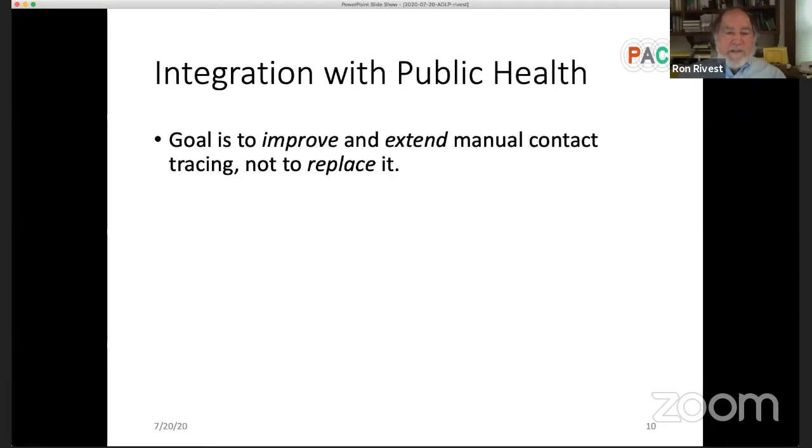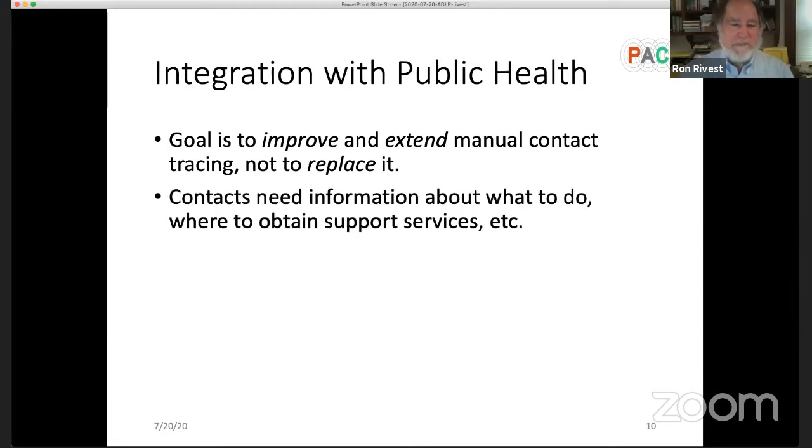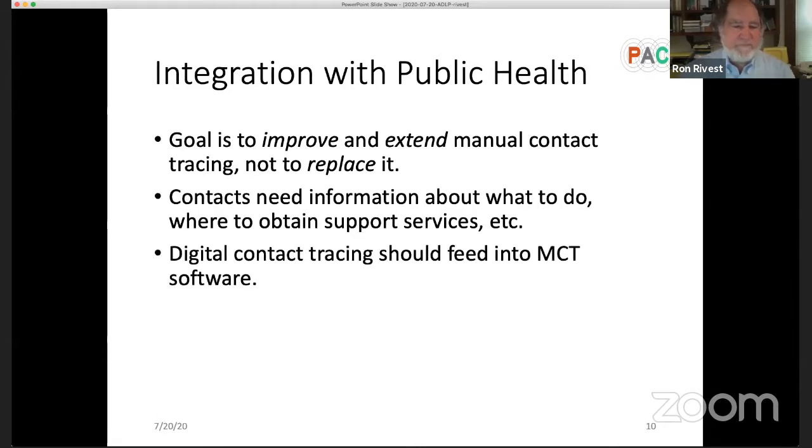How to integrate with public health? I think the main point to start off with is, what's your goal here? The goal is not to replace manual contact tracing, but to improve and extend it. You're going to make it better. You're not going to get rid of the manual contact tracing. Manual contact tracing is very important for lots of reasons. For one thing, having the contacts talk with a public health worker allows them to learn about social services they may need. How are they going to feed themselves if they're quarantined at home? What kind of social services allow them to take care of childcare or something else? There's just lots and lots of ways in which just being alerted by an app on your phone is not adequate.